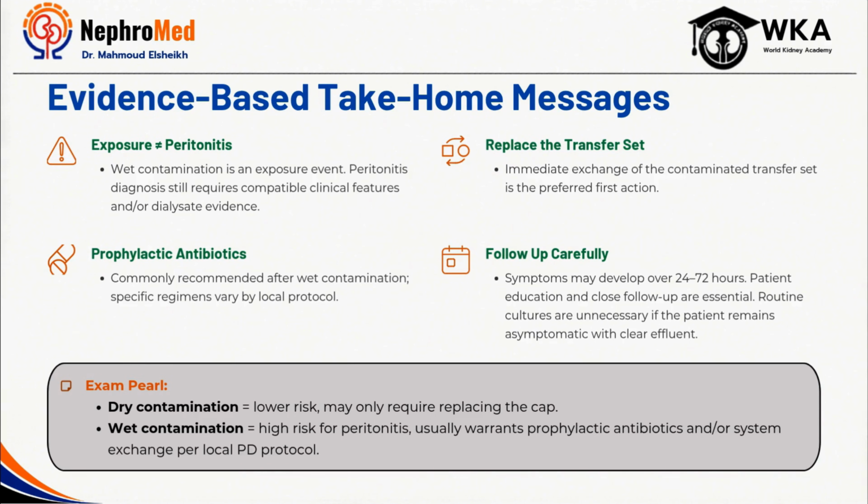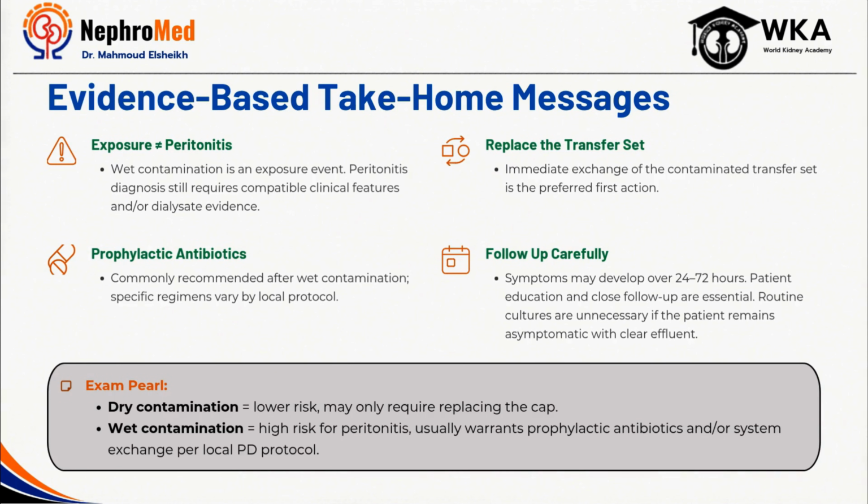The second message is that prophylactic antibiotics have an important prevention role because bacteria may already have entered the fluid pathway during wet contamination. Many PD programs recommend early oral antibiotic prophylaxis, with the exact regimen guided by local microbiology protocols and policy. The third principle is to replace the contaminated transfer set once sterility has been compromised. The safest approach is immediate change of the contaminated component rather than continuing to use it.